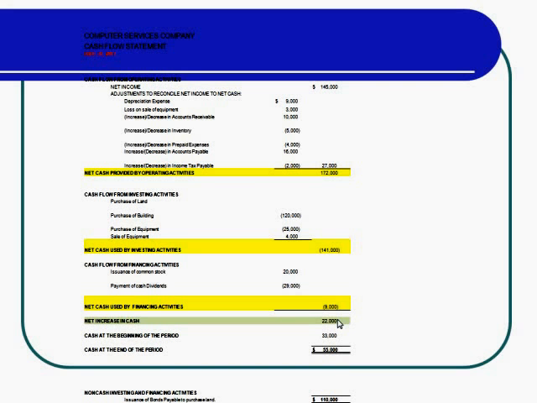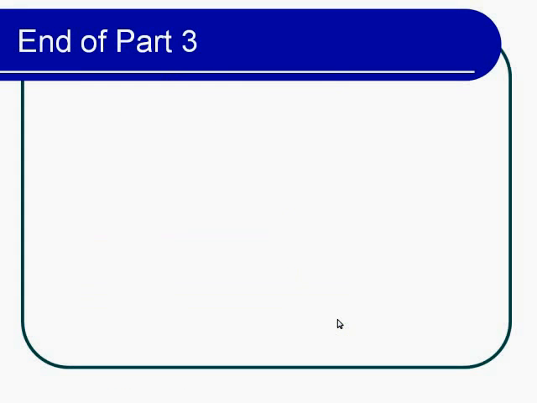And so a last piece to the cash flow report is to list cash at the beginning of the period, which is 33,000, and cash at the end of the period, which is 55,000. So that ends part 3. You now have a worksheet you can use for your homework problems, and that will help you going forward.